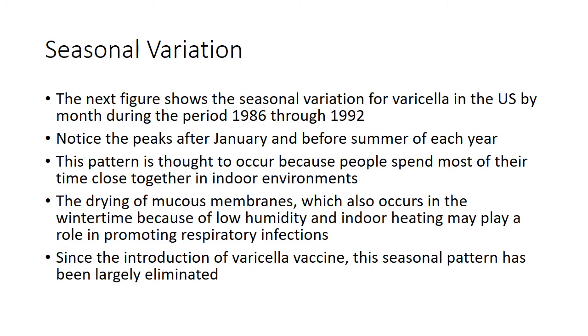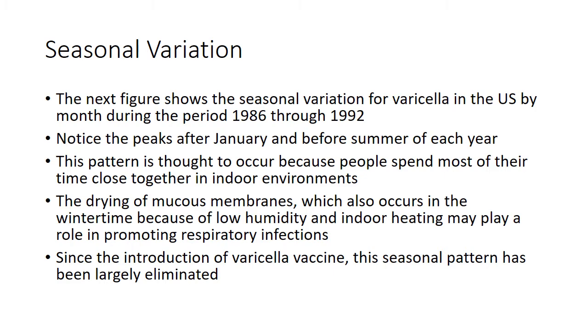And so the next figure is going to show seasonal variation for varicella in the U.S. You're going to notice the peaks generally happen after January and then before summer of each year. The pattern occurs due to the thought that people are spending most of their time close together in indoor environments. So if it's cold outside and you're hanging out next to the warm fire, you're in close contact with people and you're more likely to spread disease potentially. Not only that, but during the wintertime months it also tends to be drier, so drying of the mucous membranes tends to play a role in promoting the spread of these respiratory infections.